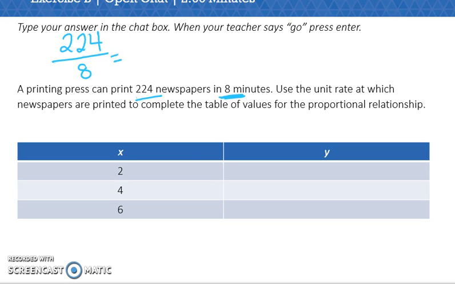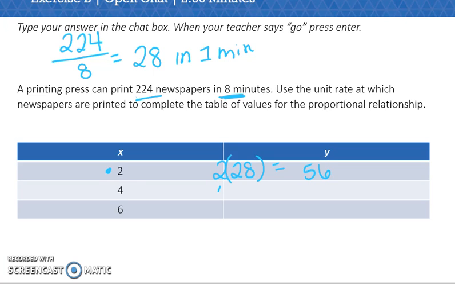So 224 divided by 8 gives me 28 newspapers per minute. So this is the amount of newspapers in 1 minute. Well, this chart is asking us to fill in for 2 minutes. So what I'll do is I'll take my unit rate and I'm just going to multiply it by 2. So 2 times 28 gives me 56 newspapers in 2 minutes.